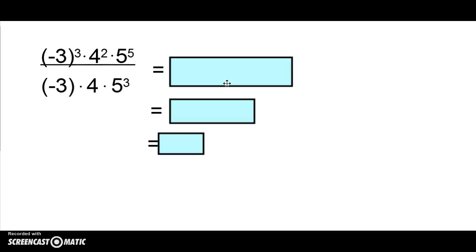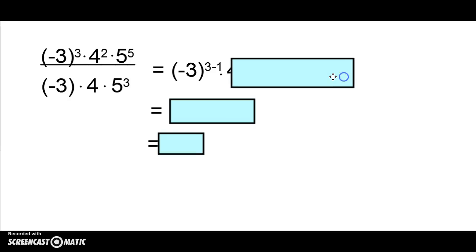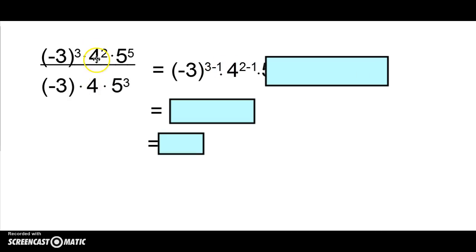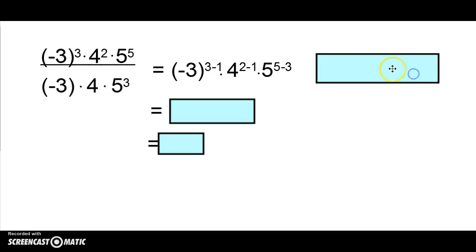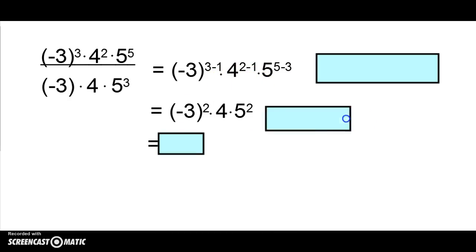All right, why don't you go ahead and pause, see if you can solve this one on your own, and then we'll compare answers. So we have the common base of negative 3, and we just assume we know there's that 1 there. So 3 minus 1, and then the common base of 4, and you know there's a 1 there, so 2 minus 1, then 5 to the 5th, 5 cubed, and you'd subtract that one. And that time I did put the little multiplication symbol. You can go either way. So you'd have negative 3 squared times 4 times 5 squared.